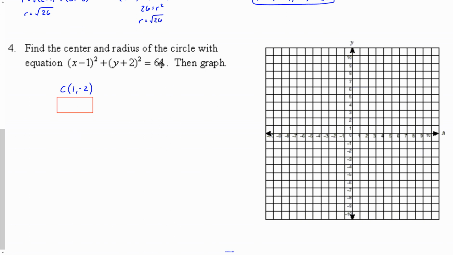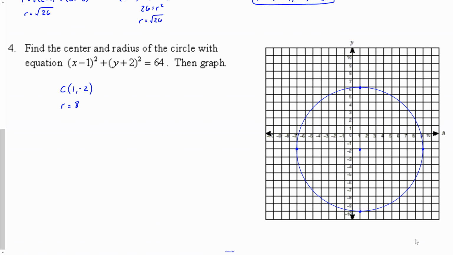The radius, this 64 represents r squared in the equation. So to find the actual radius, I just need to take the square root of that, and I would get 8. When we go to graph, first thing we should do is put our center point on the graph. So at +1, -2, we would put a center point. Now you'll see my entire graph shows up.